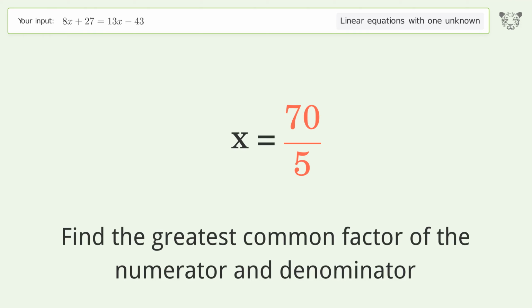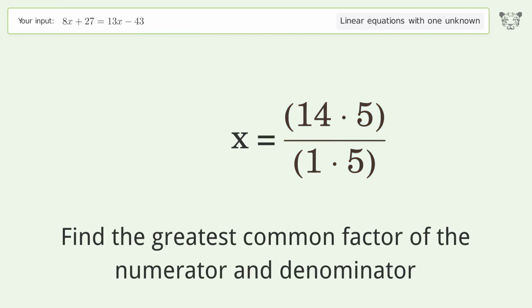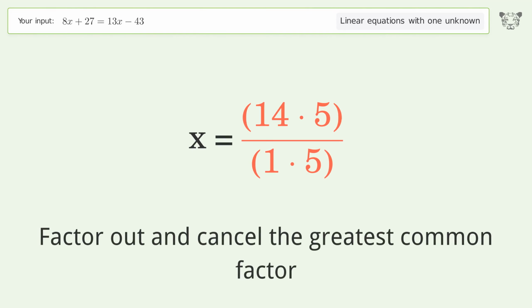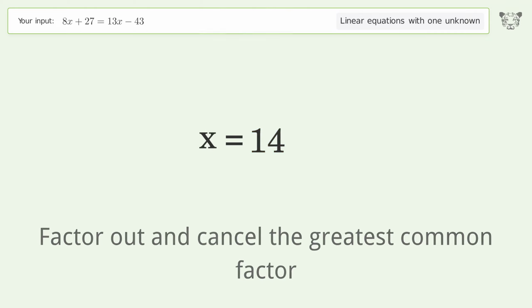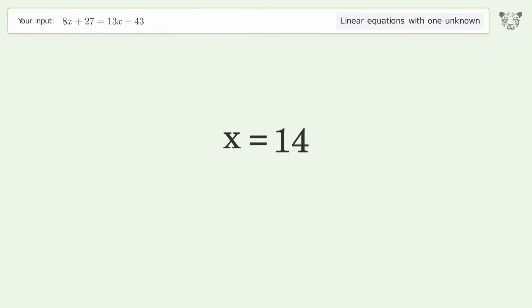Find the greatest common factor of the numerator and denominator. Factor out and cancel the greatest common factor. And so the final result is x equals 14.